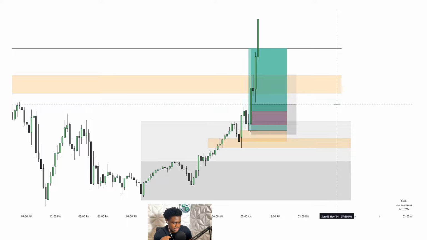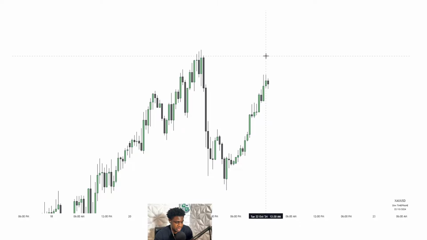Now let's get into our next lesson. We're looking at gold here on a 30 minutes time frame for our next example. And when we're identifying our dealing range, remember it's from sell side liquidity to buy side liquidity or buy side liquidity to sell side liquidity. We're using the most recent points that took out a level of liquidity.